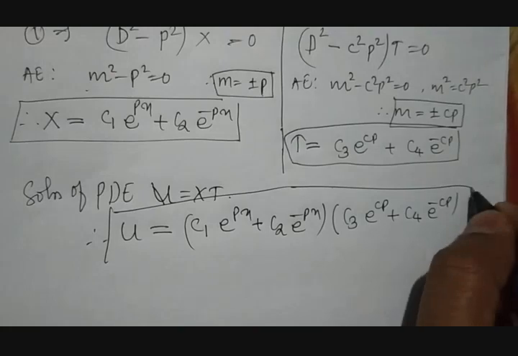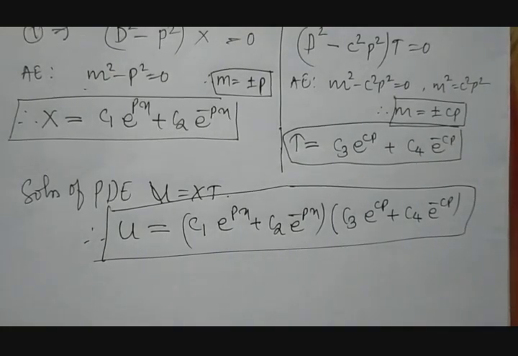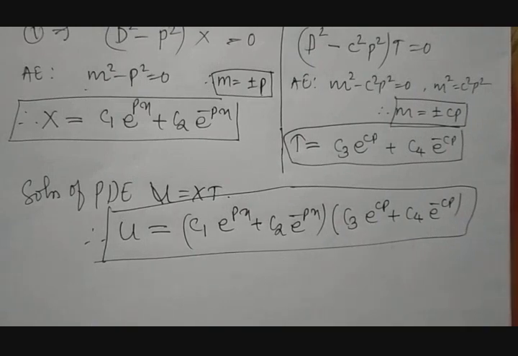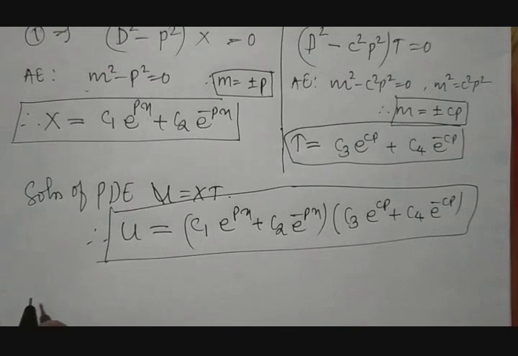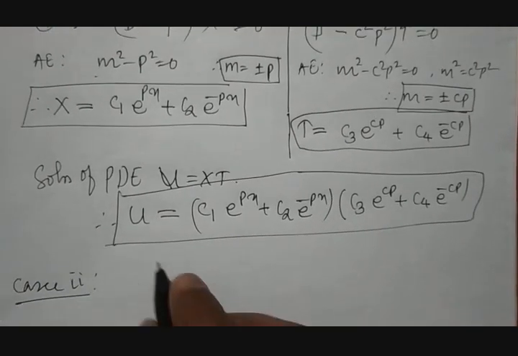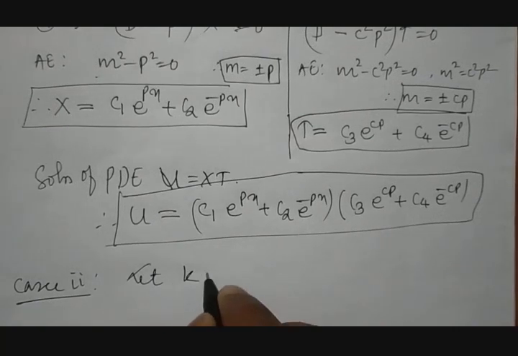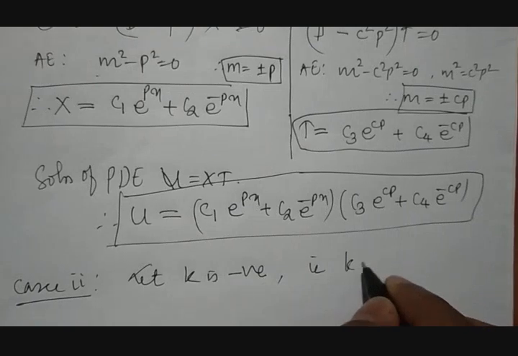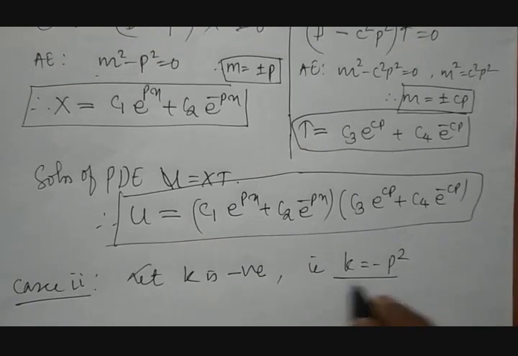This is the solution. Even if you want to continue, you can continue by taking the group multiplication also, but it is not necessary. If you keep this much, it is more than enough. Then we go to case number 3. What is case number 3? Let us take K is negative. That is K is equal to minus P square.